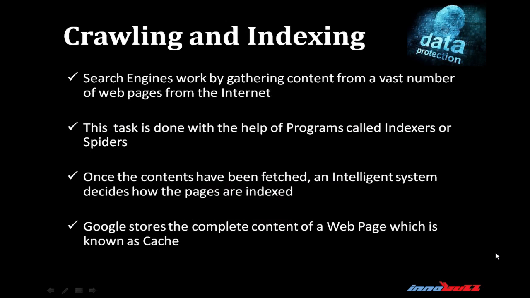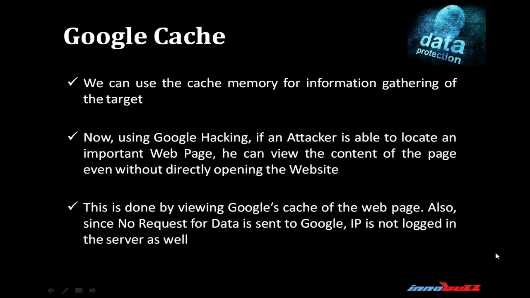Search engines work by gathering content from a vast number of web pages on the internet. This task is done with the help of programs called indexers or spiders. Once the content has been fetched, an intelligent system decides how the pages are indexed. Google also stores the complete content of a web page, known as the cache. We can use the cache for information gathering about the target.